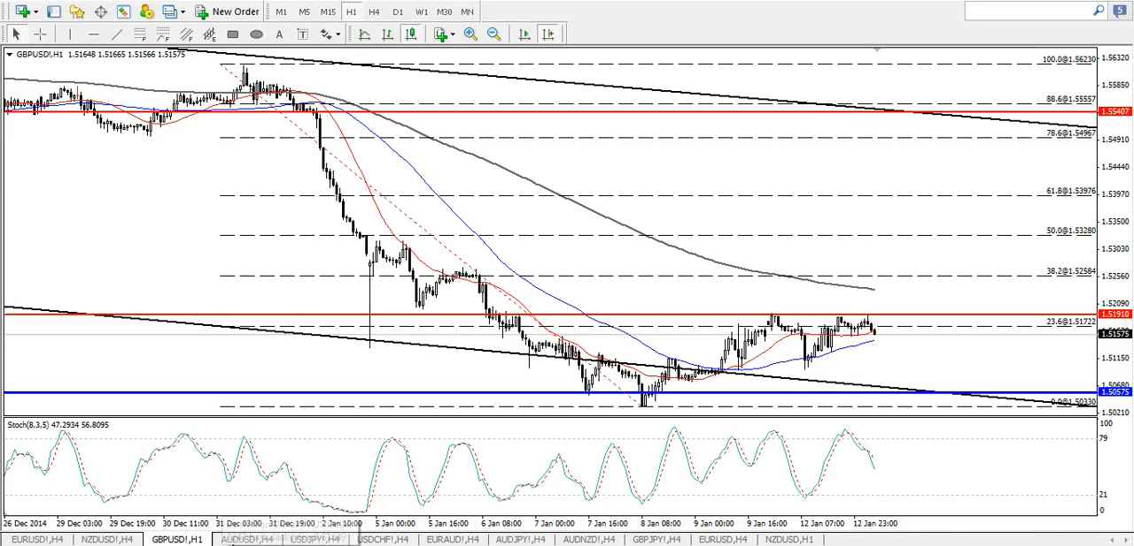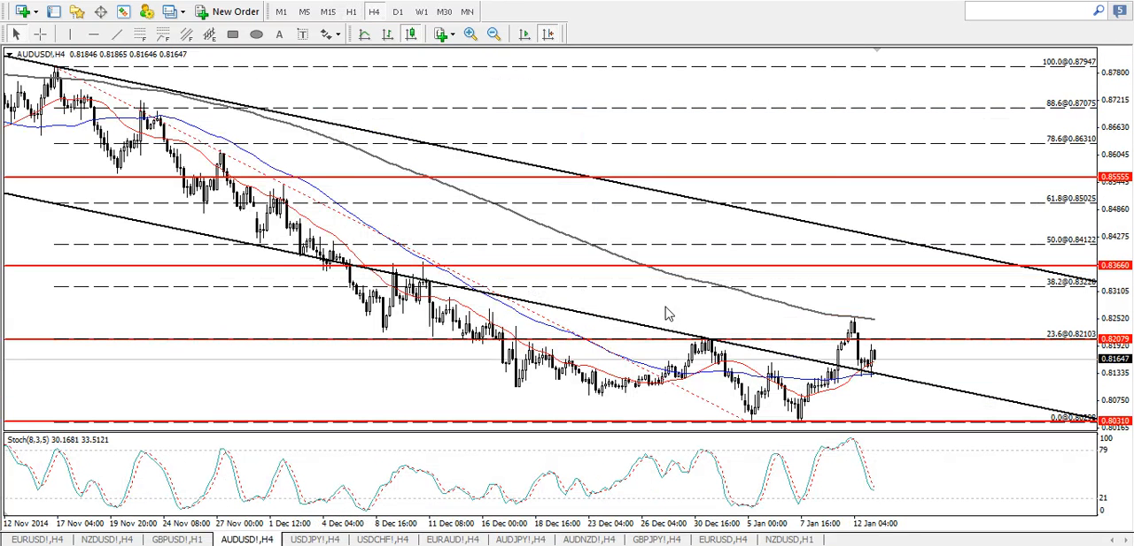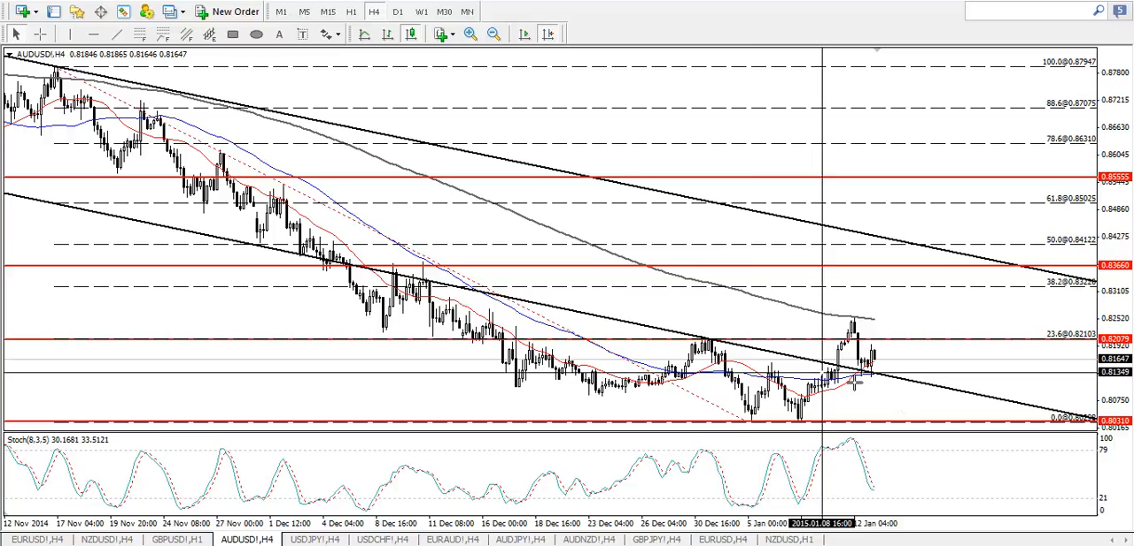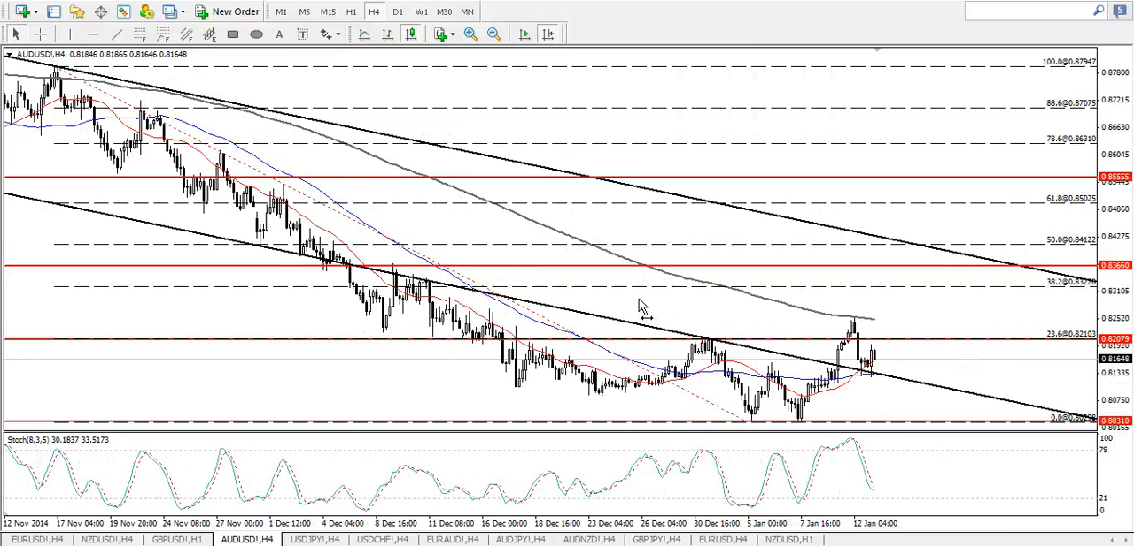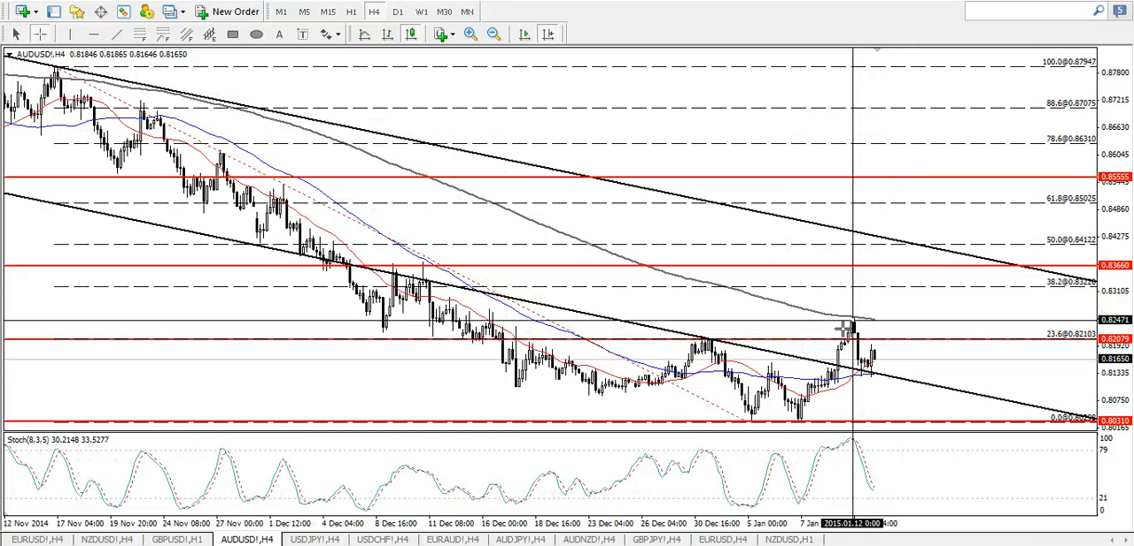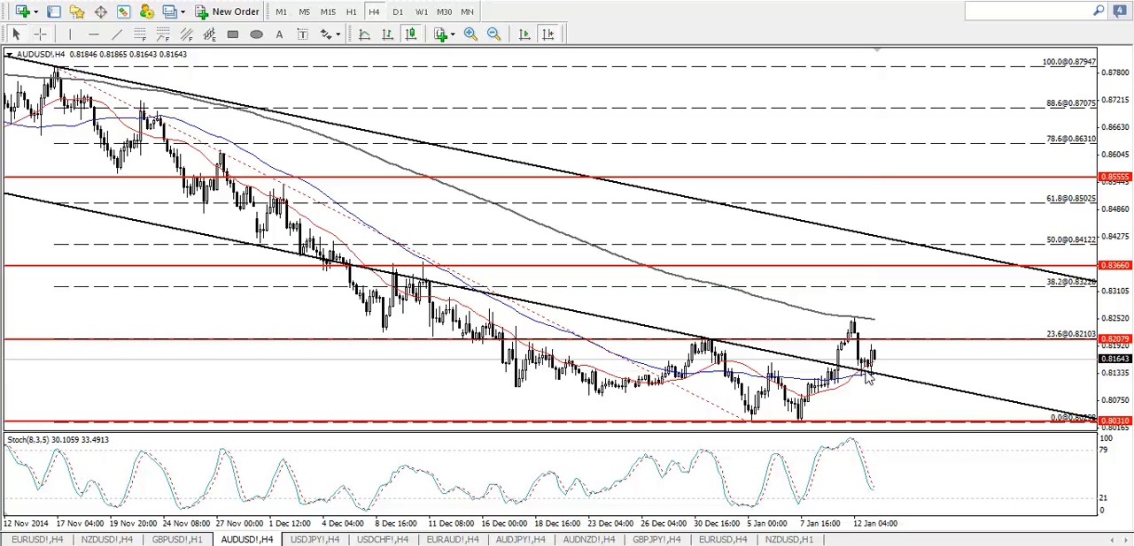All right, so next we have the Australian dollar against the US dollar. As you can see, price has fallen back into the previous falling trend channel. And right now we are seeing that it got resisted at the 200 moving average, came down, and got supported again at the bottom of the previous falling trend channel.